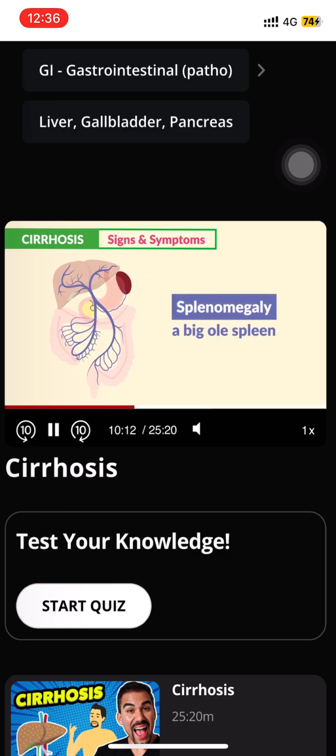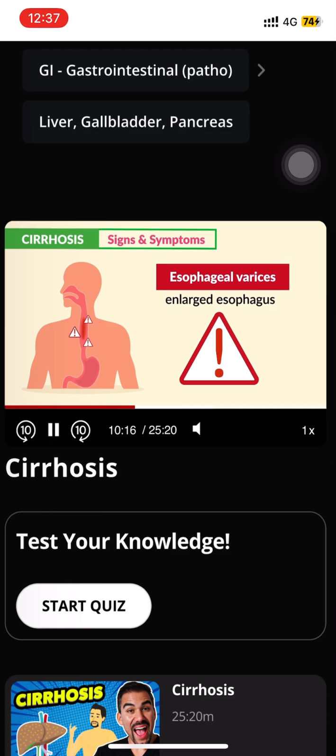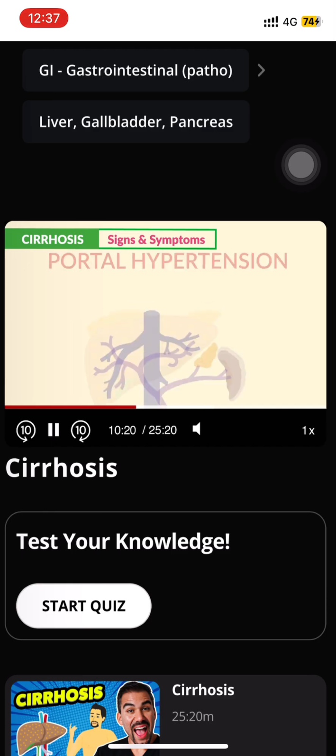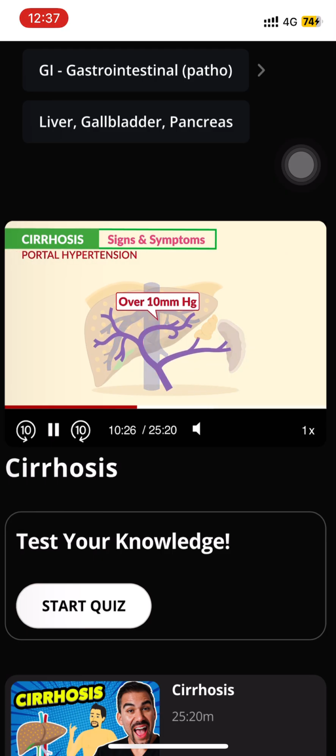Just think of a big ol' mega spleen here. And we see enlarged veins in the esophagus called esophageal varices, which we'll cover in a moment. Now, this high pressure inside the portal vein is known as portal hypertension. Over 10 millimeters of mercury in the portal vein here.